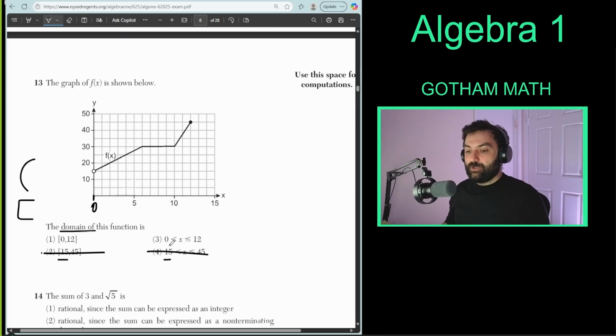So that means that the answer will be 3. I don't even have to actually look at those signs, which is an open circle here and a closed circle here. This is 0 and this is, guess what, 12. But did I have to check it? No, I didn't. I just eliminated all of the other wrong answers. That's all.